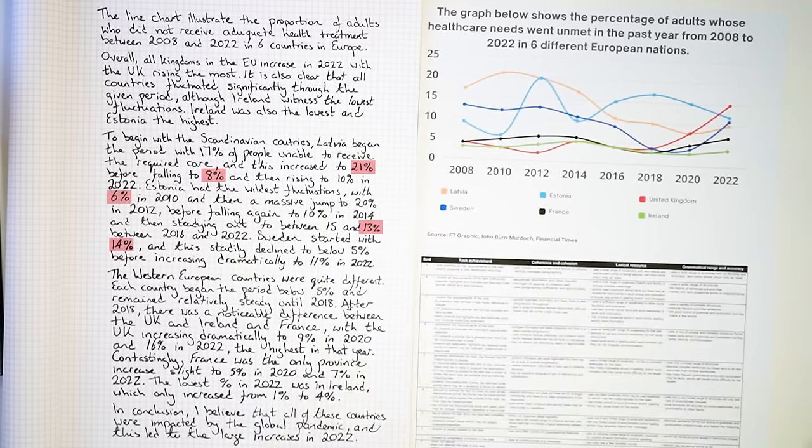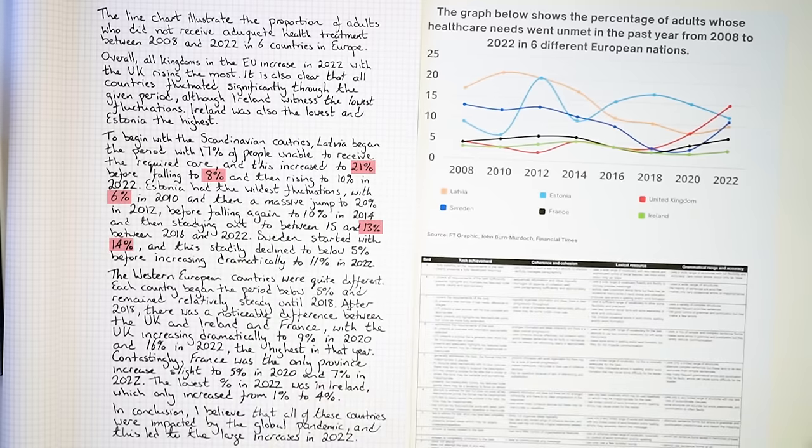Contrast that with the band 6 student. Latvia began the period with 17% of people unable to receive the required care, and this increased to 21%. So the two main differences there are the band 8 student is selecting the key features. The band 6 student is writing about everything. The band 6 student starts in 2008, then talks about what happened in 2010, and then nearly every single value. What the band 8 student is doing is selecting the most important data. 2008 for Latvia is not the most important thing. It is the fact that out of the whole chart, it had the largest number. So you can see the difference between a shotgun approach, just writing everything, and a sniper approach, selecting.